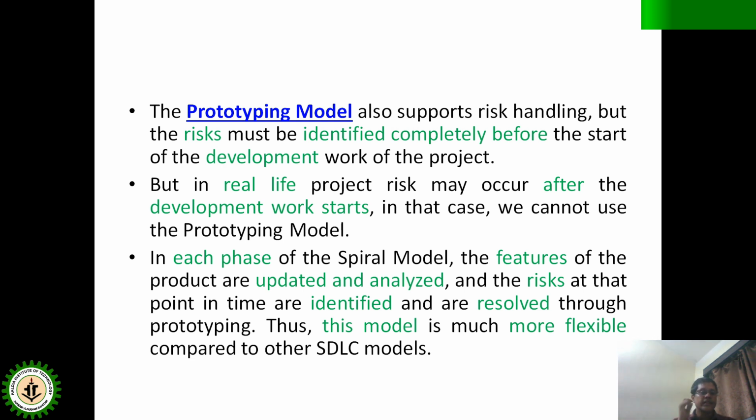In each phase of the spiral model, the features of the product are updated and analyzed. Because we go for a toy-like implementation, we have made some development. At the end of the next spiral, we go for much more development. At the end of the third cycle, again enhancement is done. In this way, the development of the software continues.